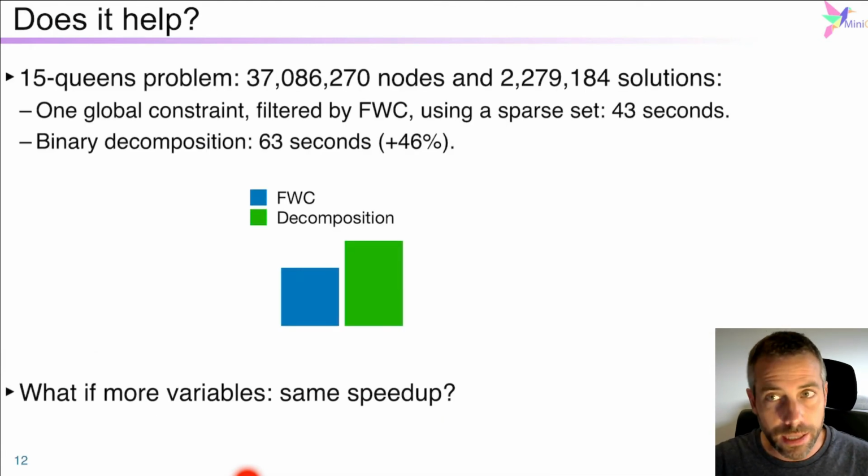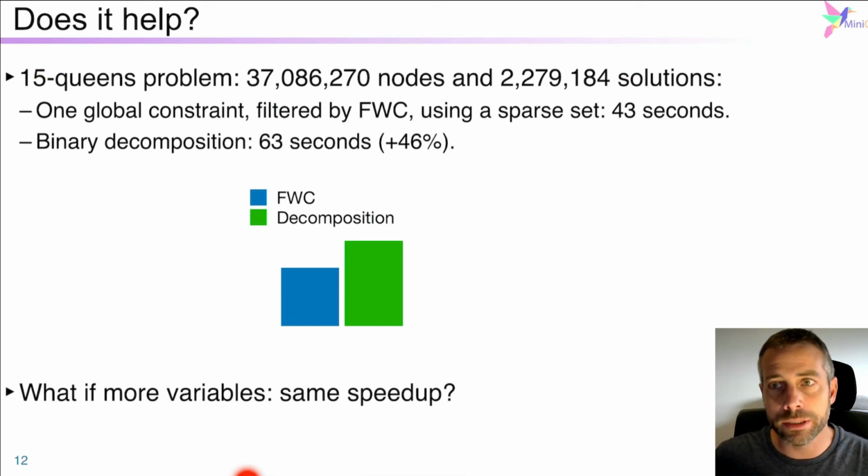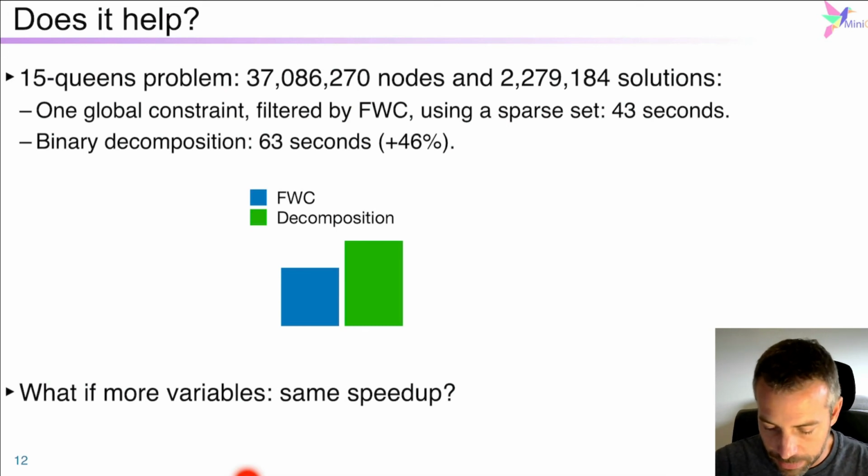So, does it help? Let's consider again the experiments and measure the time it takes to solve the n queens problem. For the 15 queens problem, I experimented with 2 different configurations. The first one used the binary decomposition, with the n² binary not equal constraints, and the other used the global constraint with the forward checking algorithm using the sparse set. In terms of time, I have 43 seconds compared to 63 seconds with the binary decomposition. That's the speed up I get with the trick of the sparse set.